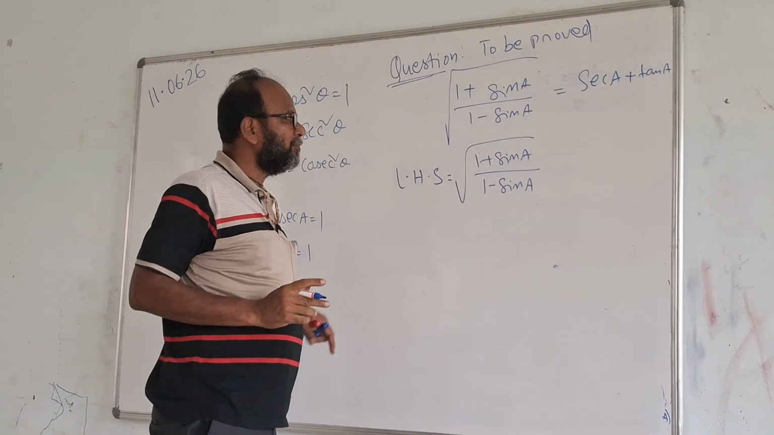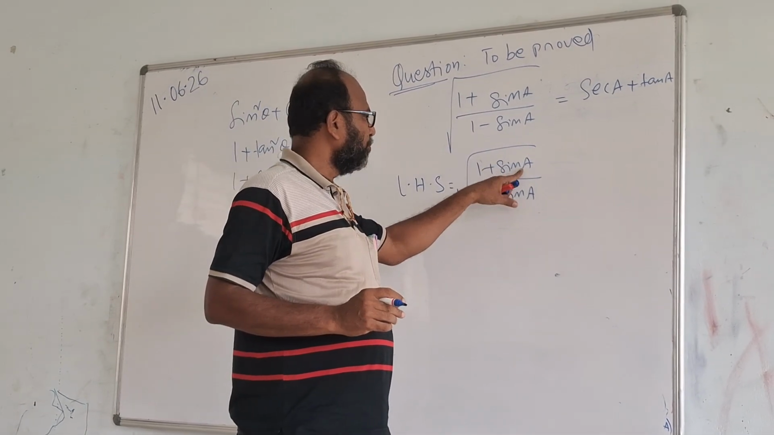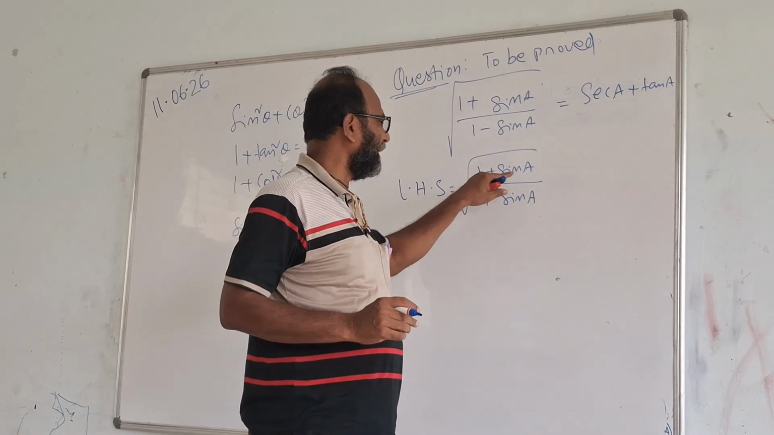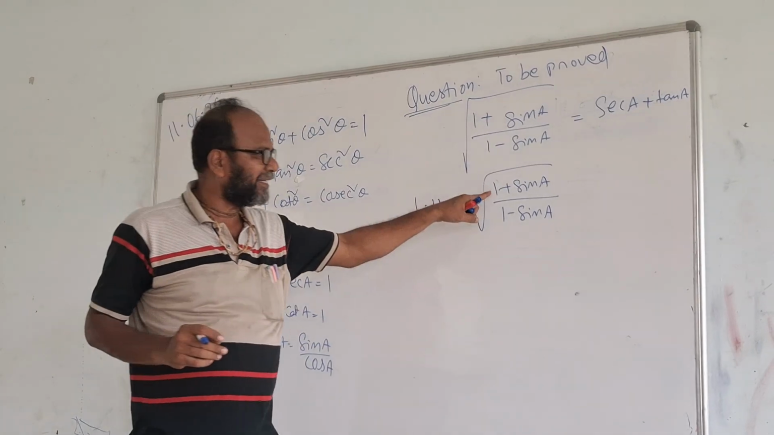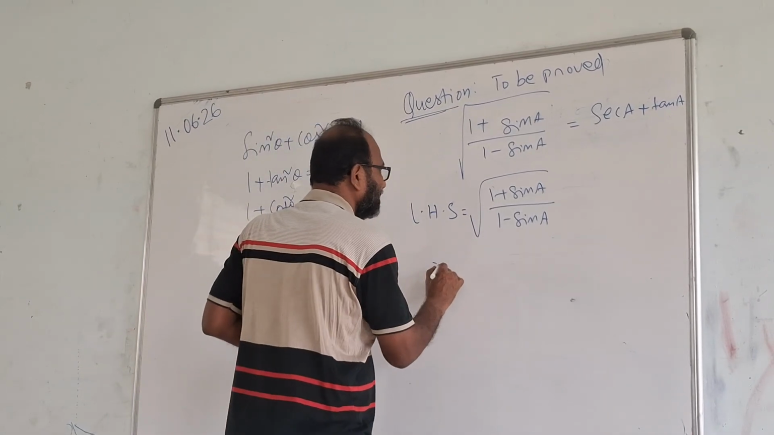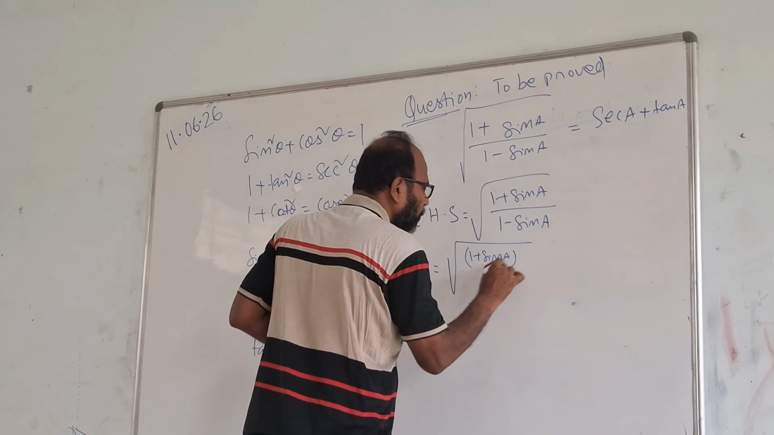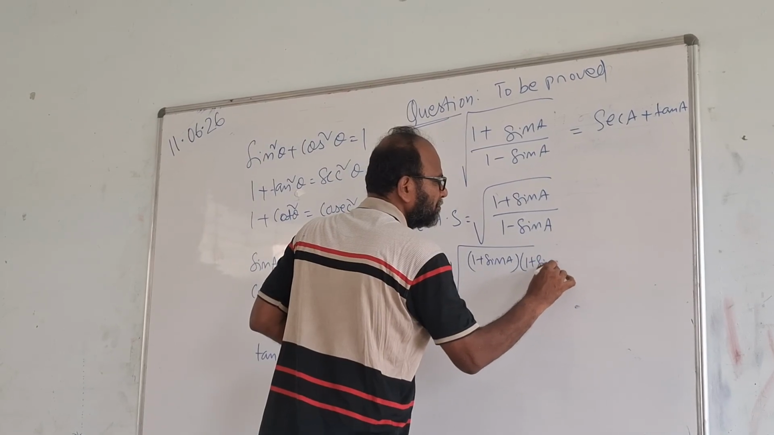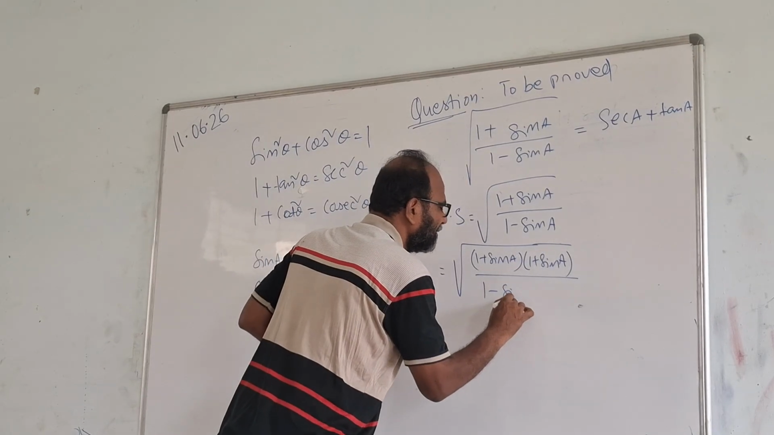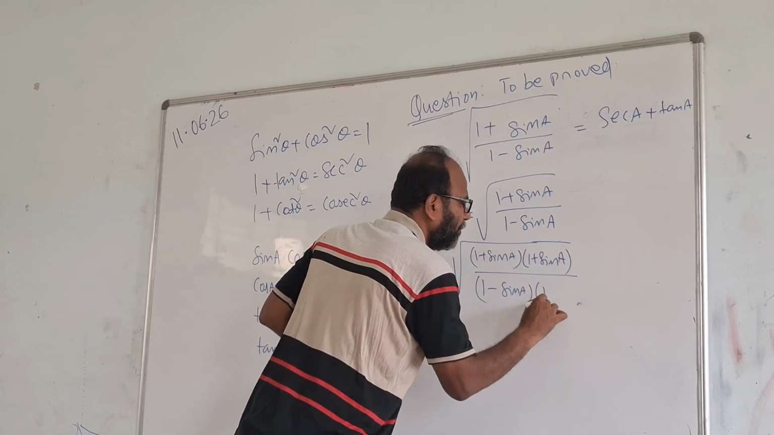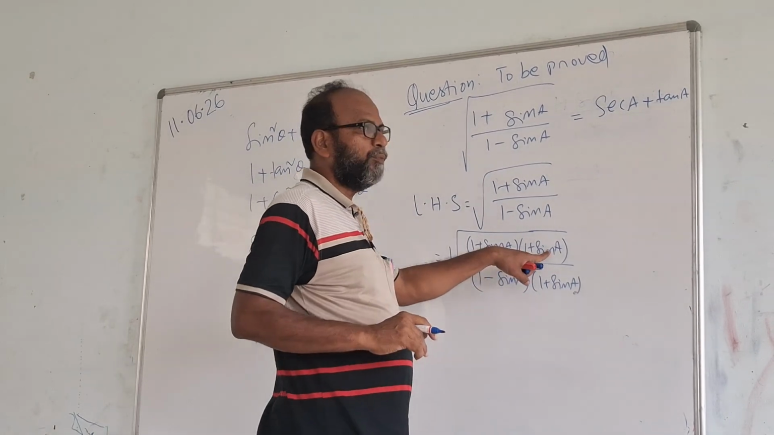So here what we do? We multiply the denominator 1 minus sin a by 1 plus sin a. Then to the numerator also you have to multiply 1 plus sin a, so 1 plus sin a into 1 plus sin a. So you have to multiply 1 plus sin a to numerator and denominator. So now you write the square root of (1 plus sin a into 1 plus sin a) by (1 minus sin a into 1 plus sin a). You are multiplying 1 plus sin a to numerator and denominator.